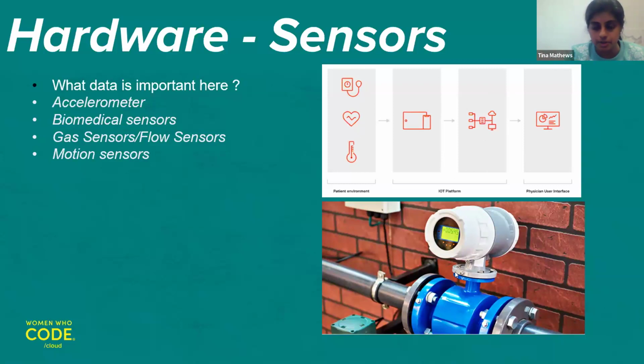Then gas sensors or flow sensors. In this case, it's to see if there's any particular leakage in a gas, and they will have some chemical sensors to detect certain chemical leaks. And finally, motion sensors. So these are different kinds. There are lots of sensors that are being used, so these are some of the sensors that could be used.